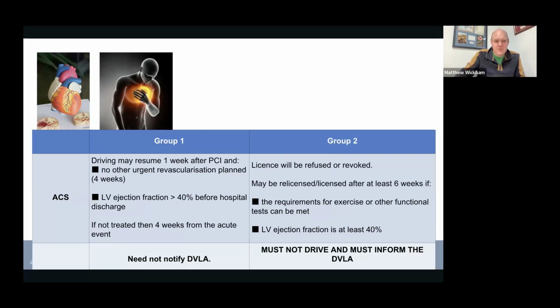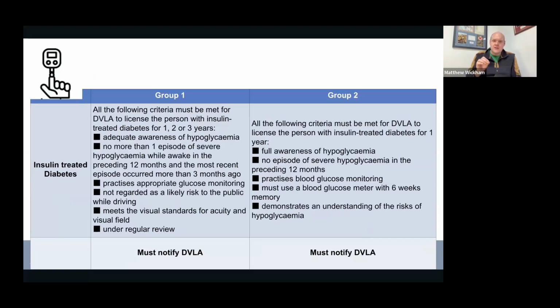Is it satisfactory? Okay, so insulin treated diabetes: all the following criteria must be met, and there must be adequate awareness of hypoglycemia, no more than one episode of severe hypoglycemia, and they practice appropriate glucose monitoring.